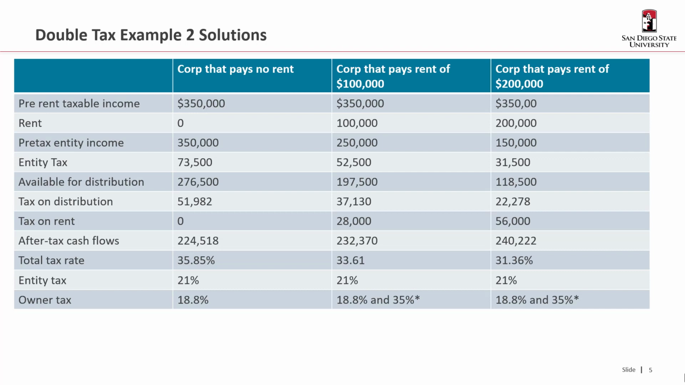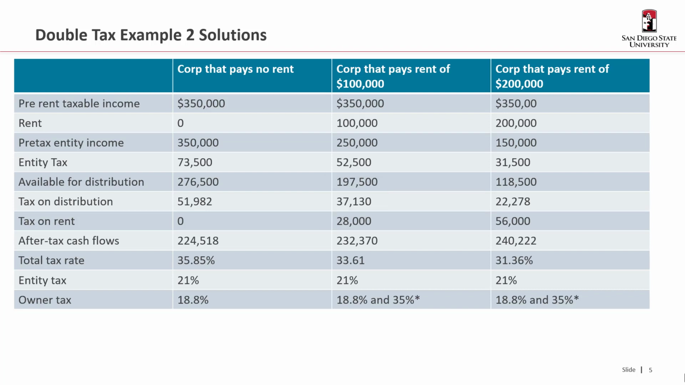So if that corporation instead pays rent of $100,000, now you can see on the rent line, we've got a $100,000 deduction. That reduces that entity's income down to $250,000. Thus, that lowers the entity level tax to only $52,500. Again, that's 21%. That leaves $197,500 available for distribution. So if you look at the tax on the distribution amount, that is the dividend, that's at the 18.8% rate.